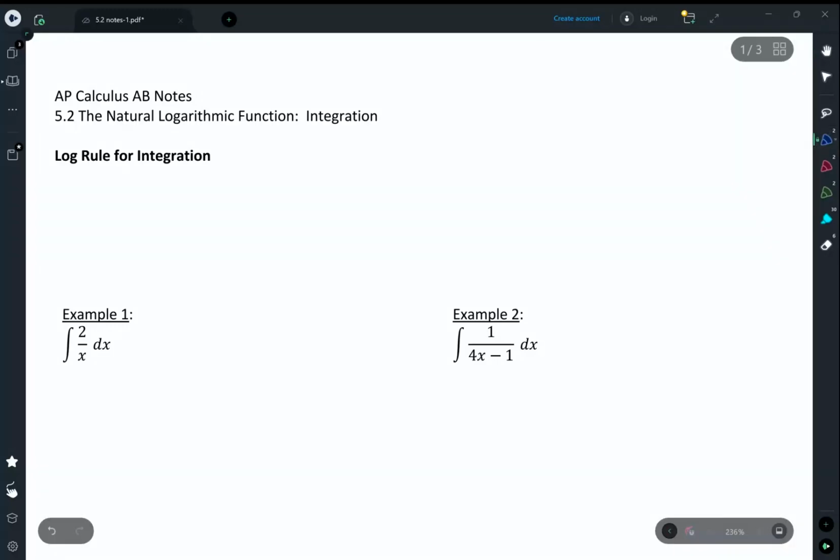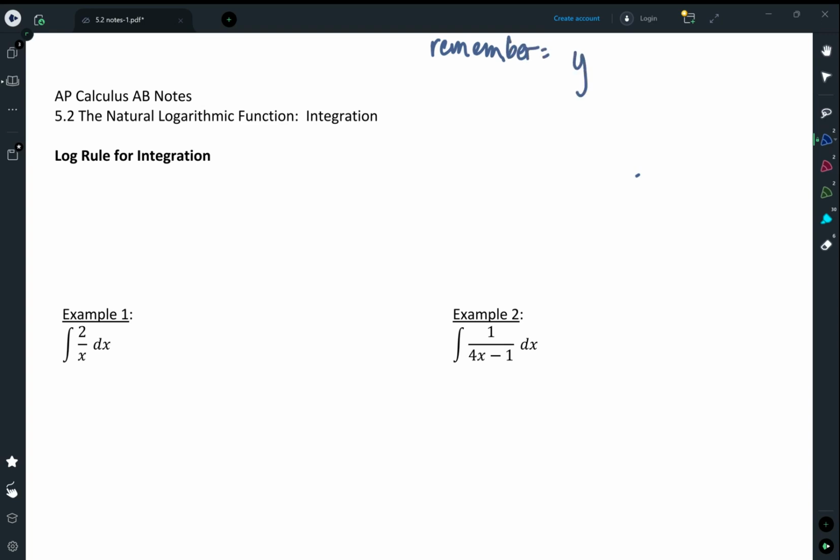Hello class, these are our notes for section 5.2 for calculus. It's the natural logarithmic function. Today we're looking at integration. So section 5.1 was taking derivatives. I'm just going to do a quick remember from our last lesson.